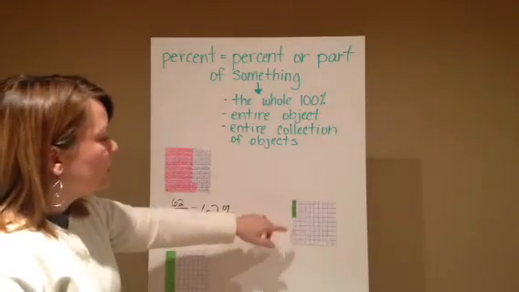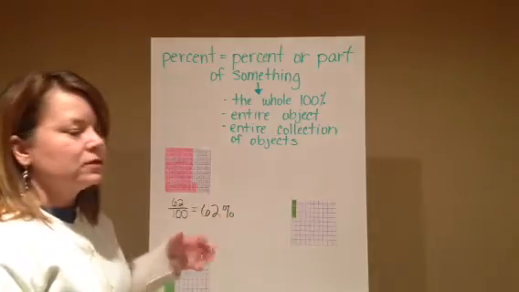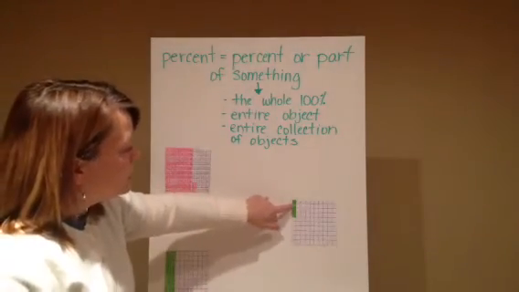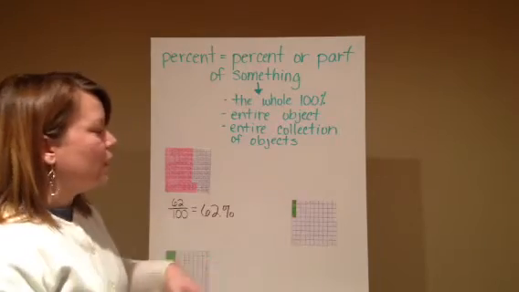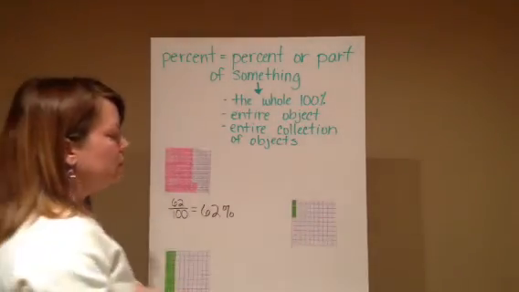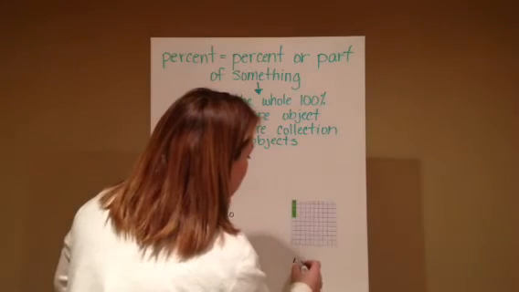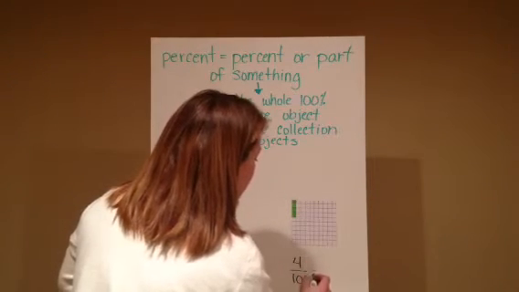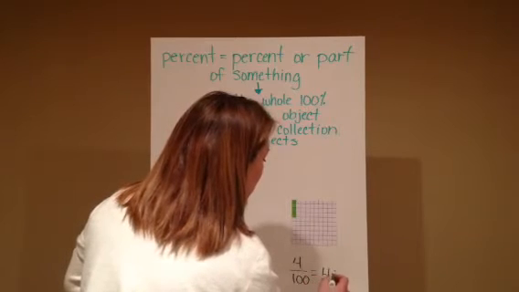If we would look at this one, we can kind of think of each of those squares as 1/100th. I have 1, 2, 3, 4 out of 100. So that would mean that my fraction would be 4 over 100. My percent would be 4%.